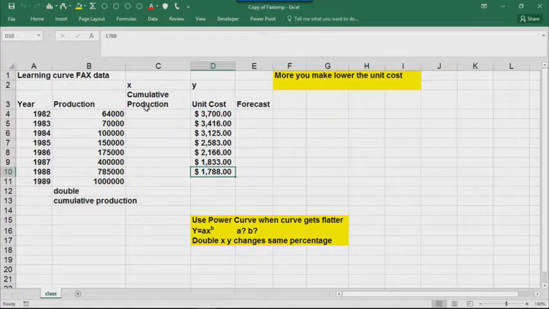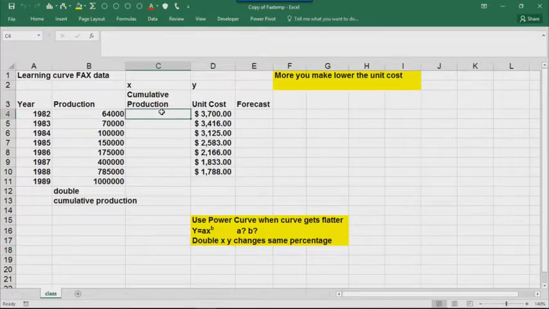So if we look at cumulative production as X, the number of total units we've made, put that on the X axis and put the unit cost on the Y axis, we should be able to get a power curve. It should look like it's getting flatter. Okay. And then we can get what's called the percentage of the learning curve, which means if it's like an 84% learning curve, as we'll see, whenever we double the units made, the cost drops by 16%, 1 minus 84%.